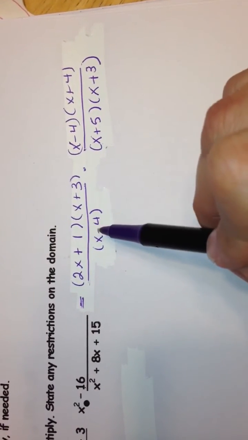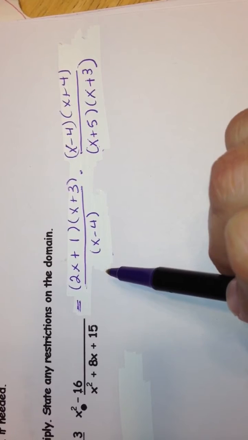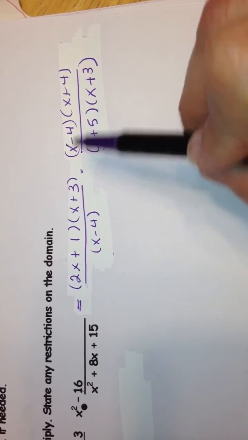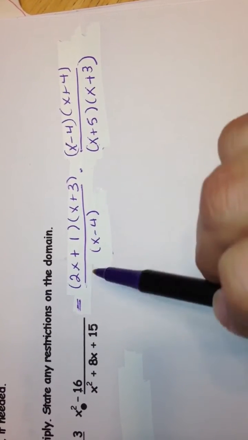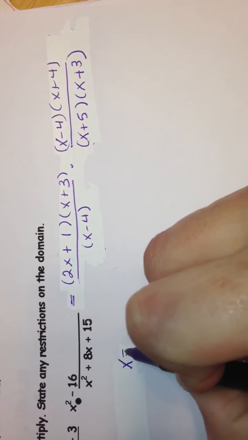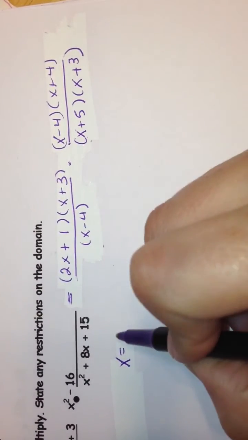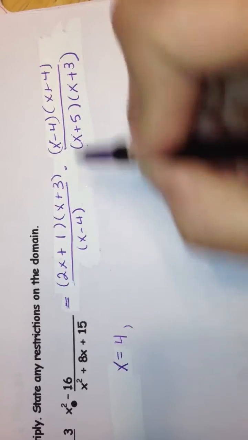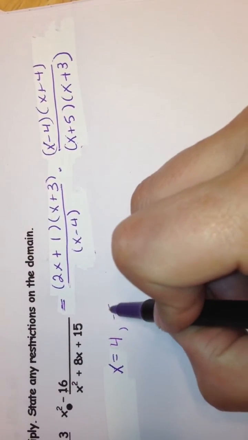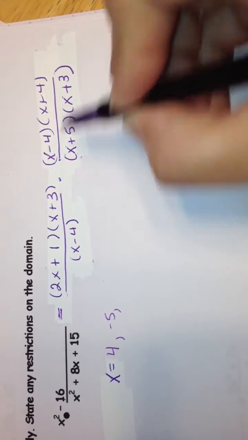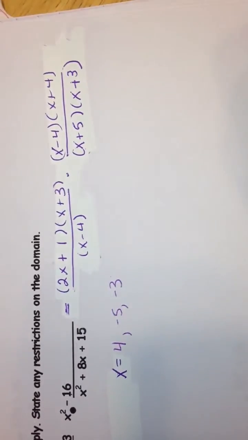And this is a good time to look at our rational expression to see what number we cannot have in the denominator to restrict the domain. We know here x cannot be 4 because that would give us 0. Here x cannot be negative 5, and right here x cannot be negative 3.